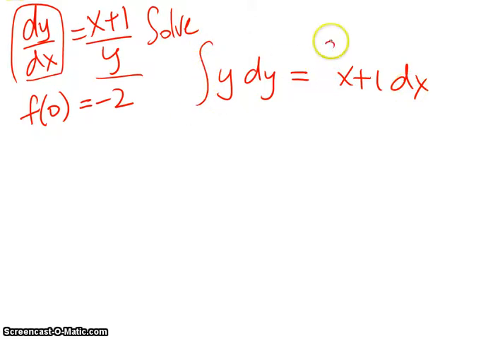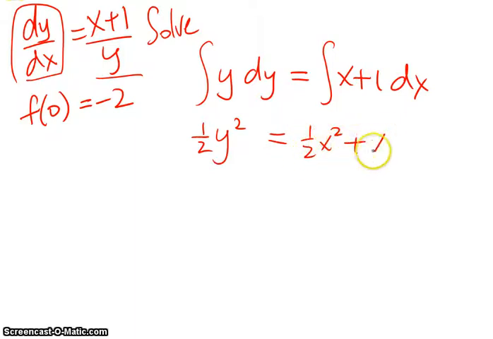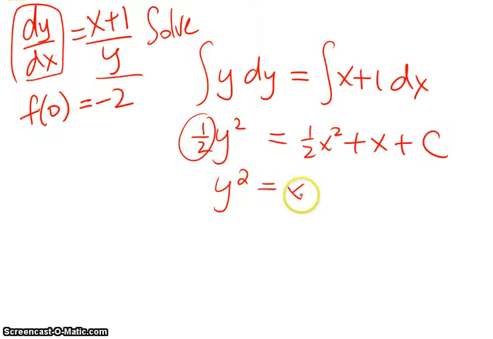And now you integrate it, and what does that become? When you take the integration, it becomes x and then plus c. Now to solve for y, you just multiply everything by 2 to get rid of that. So multiply everything by 2.